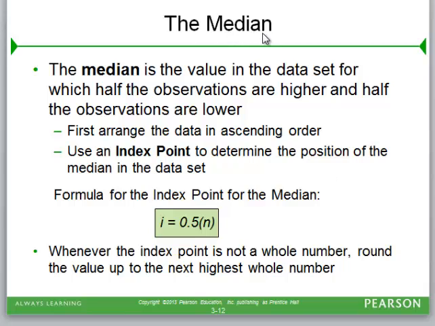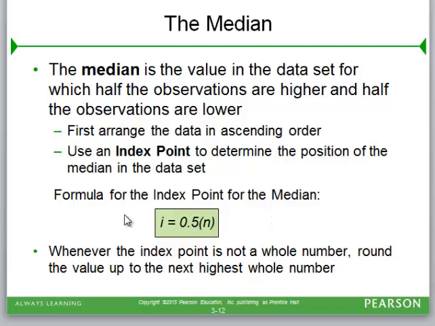So the median is the value in the data set for which half the observations are higher and half are lower. It's in the middle of the data set. So how do we find the median? Usually we carry out 2 steps. First, we rank them: we rearrange the data in ascending or descending order. And then the median is the middle one of the data set. We can also use the index point to determine the position of the median in the data set after we arrange the data in ascending order.